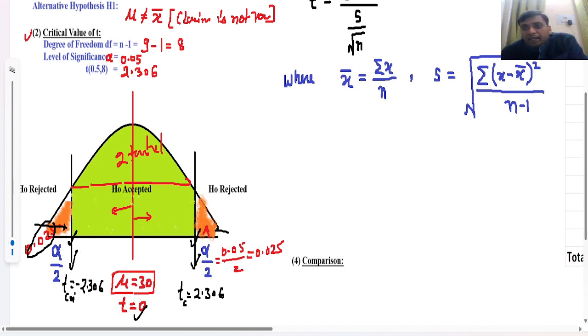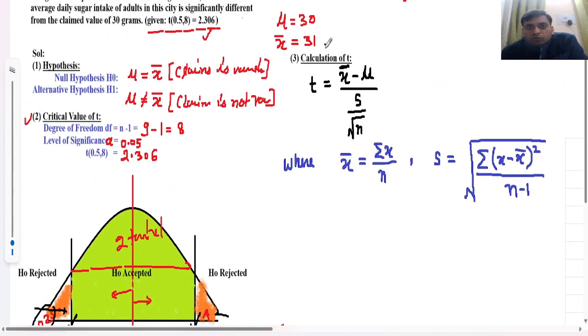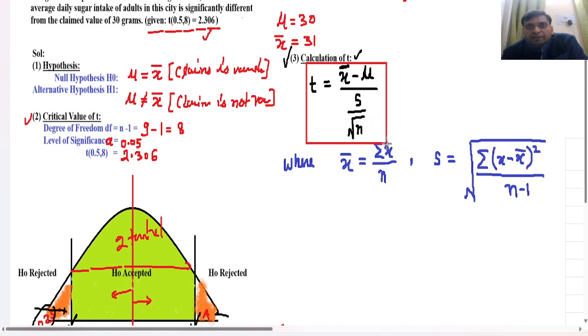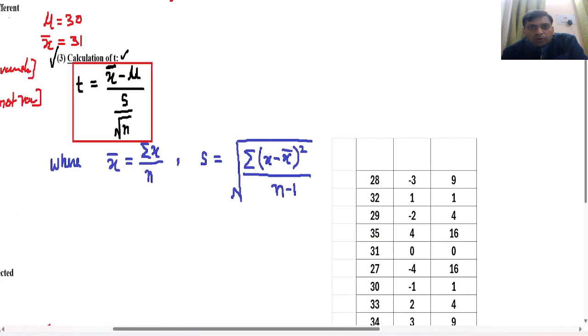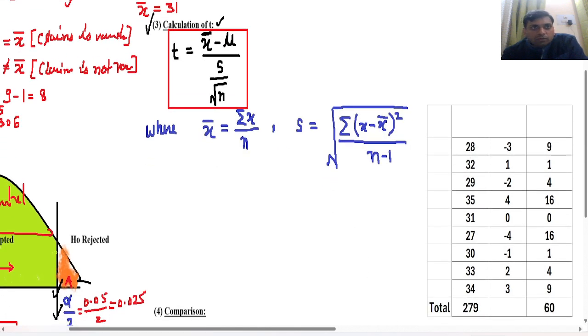Now we will find the calculated value. Calculated value means as per data. So to find the calculated value, the third thing, this is the formula. The formula for calculation of t as per available data is this. Now in this case you have x bar, which we have already calculated from the data: the summation of all the observations x is 279, divided by n, which is 9.